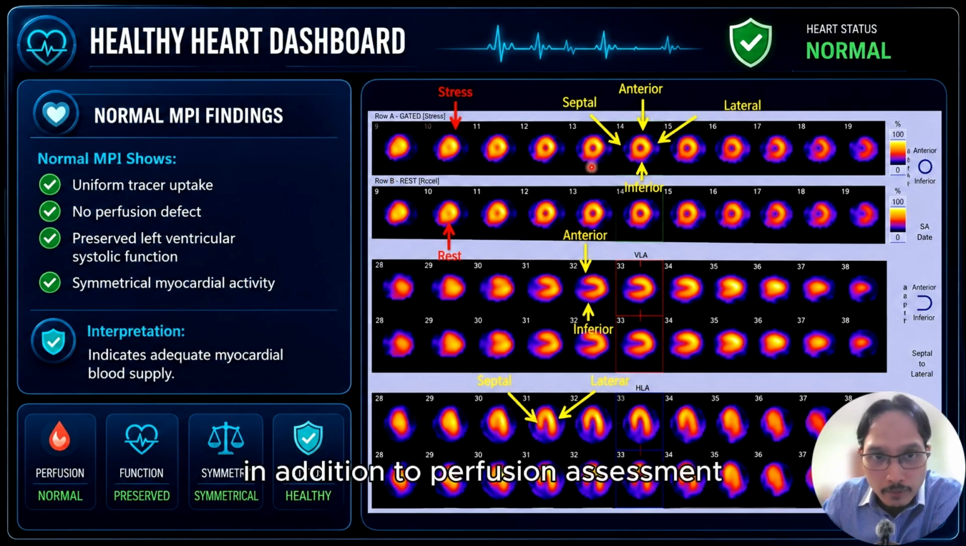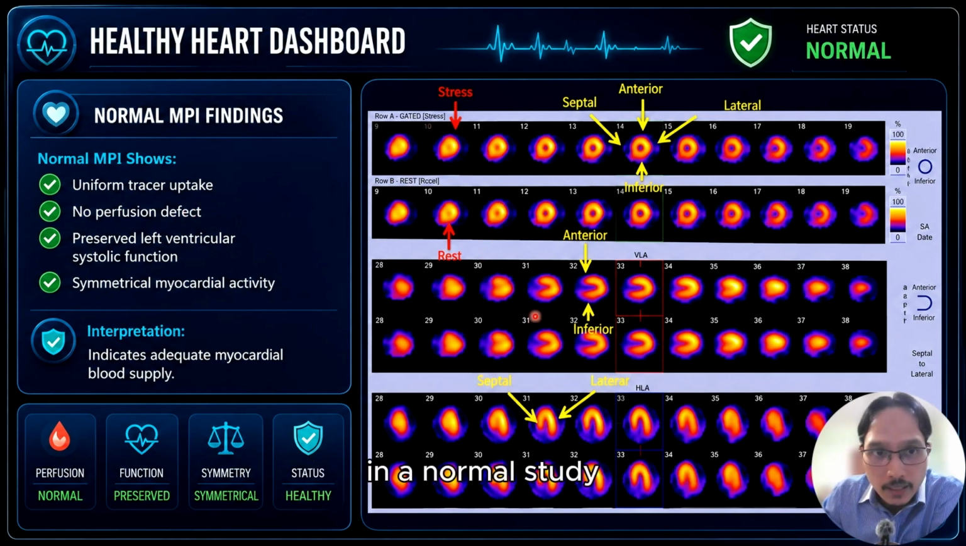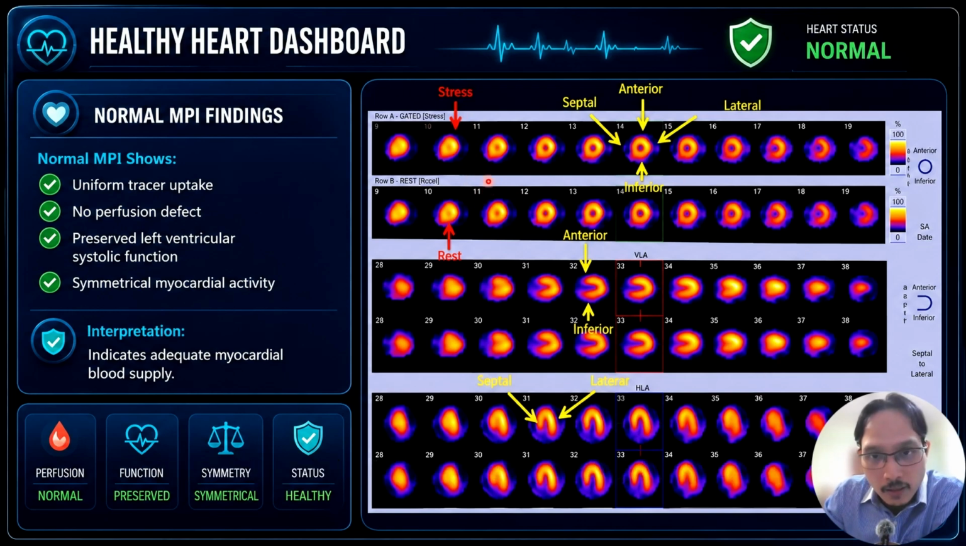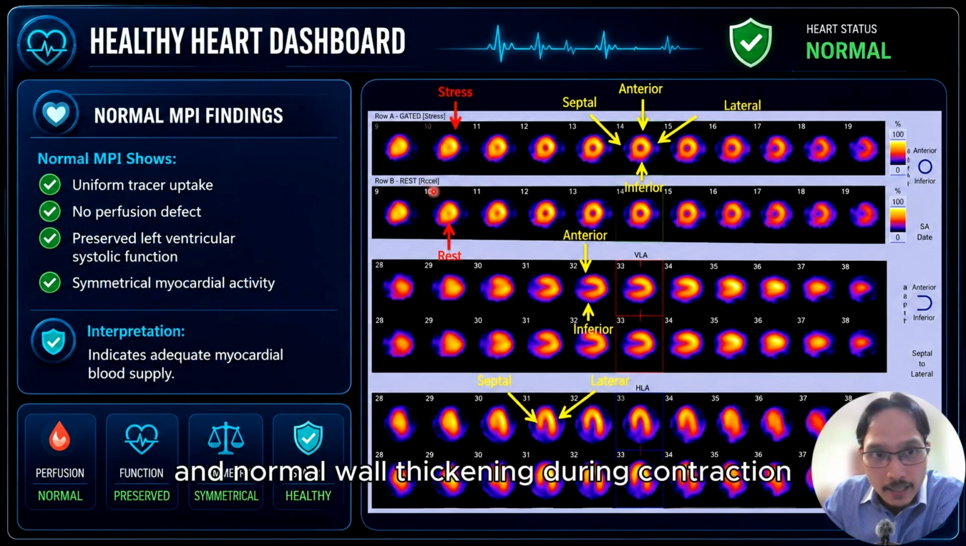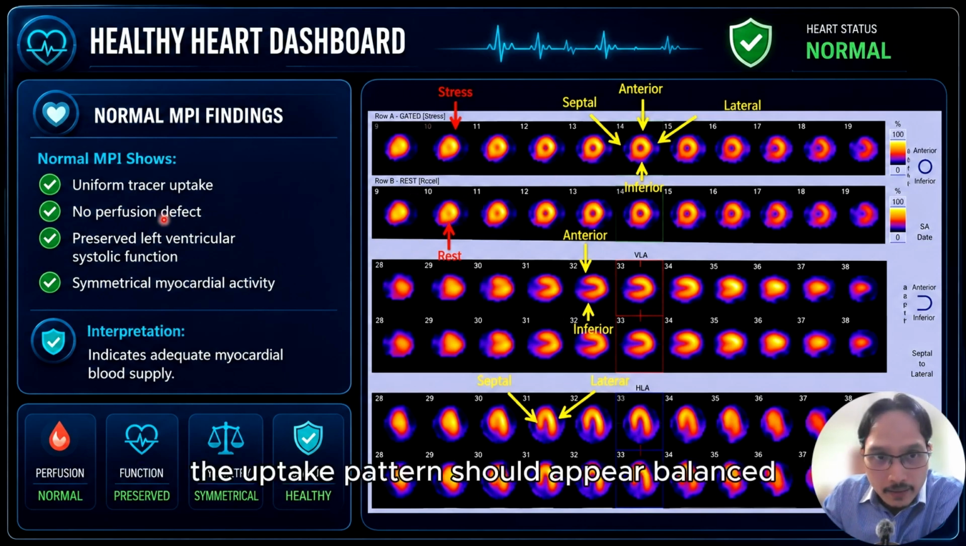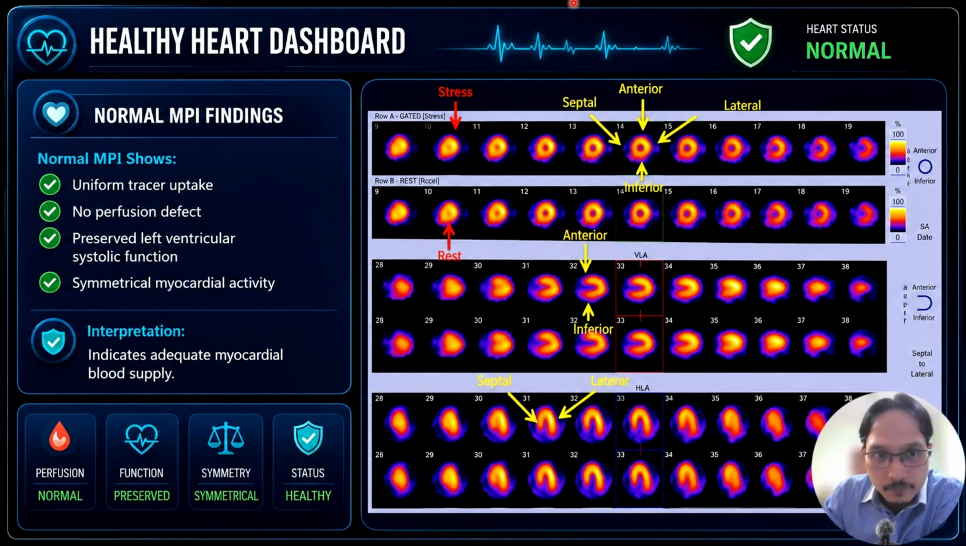In addition to perfusion assessment, cardiac function is also evaluated. In a normal study, the left ventricular systolic function is preserved, with normal wall motion and normal wall thickening during contraction. Another important feature is symmetrical myocardial activity. The uptake pattern should appear balanced without any significant difference between the various myocardial segments.